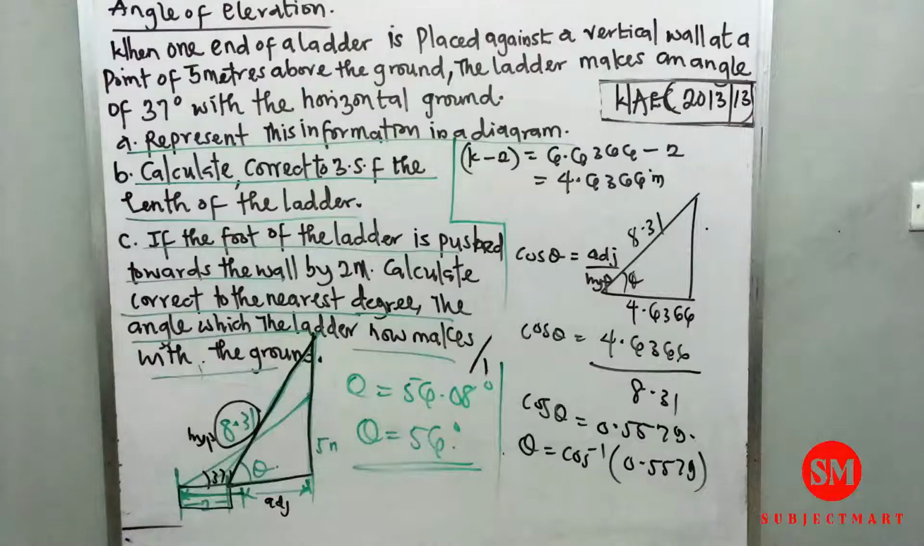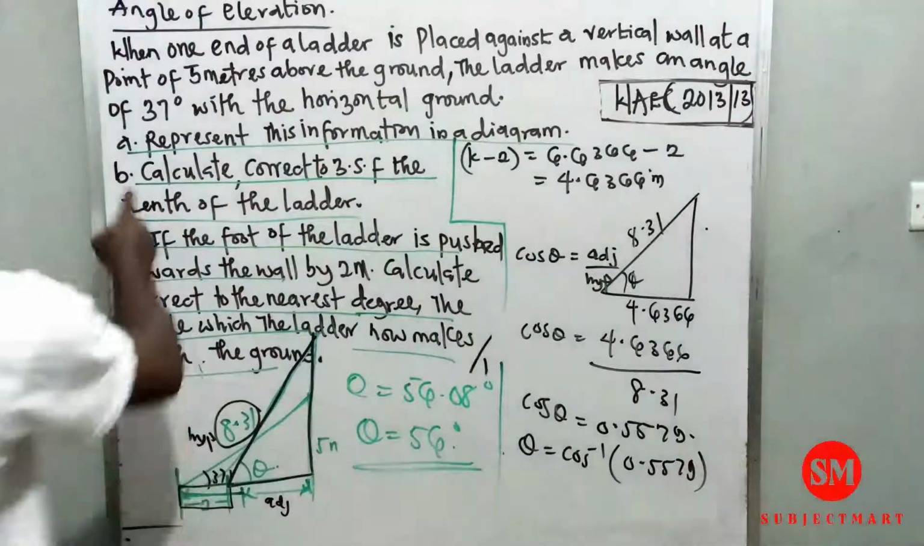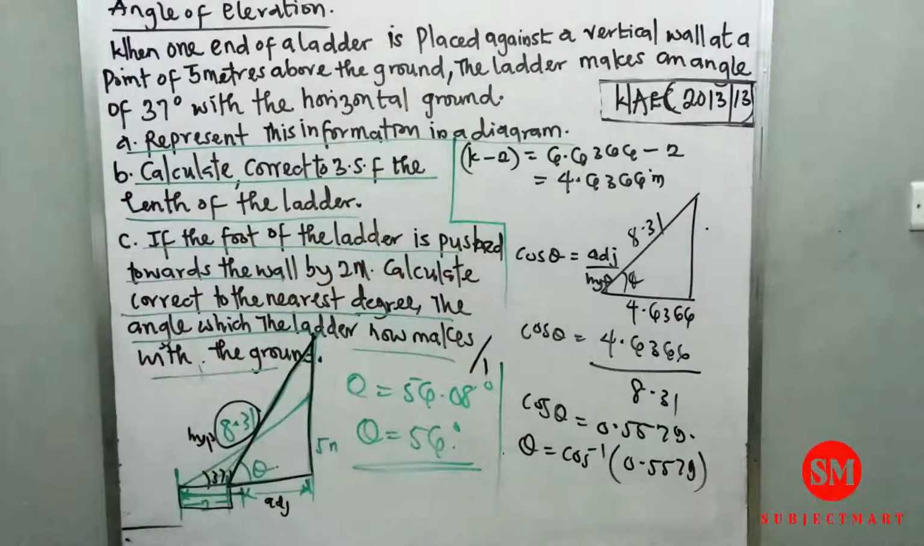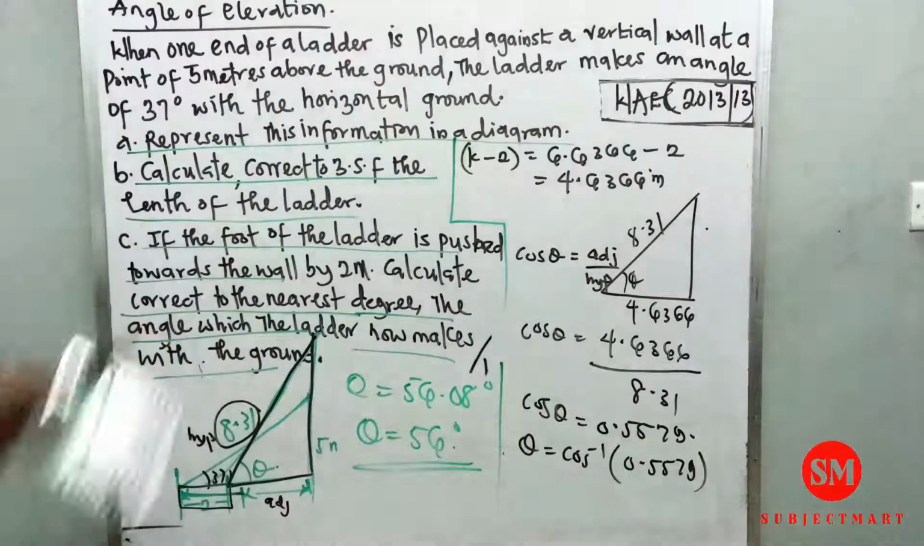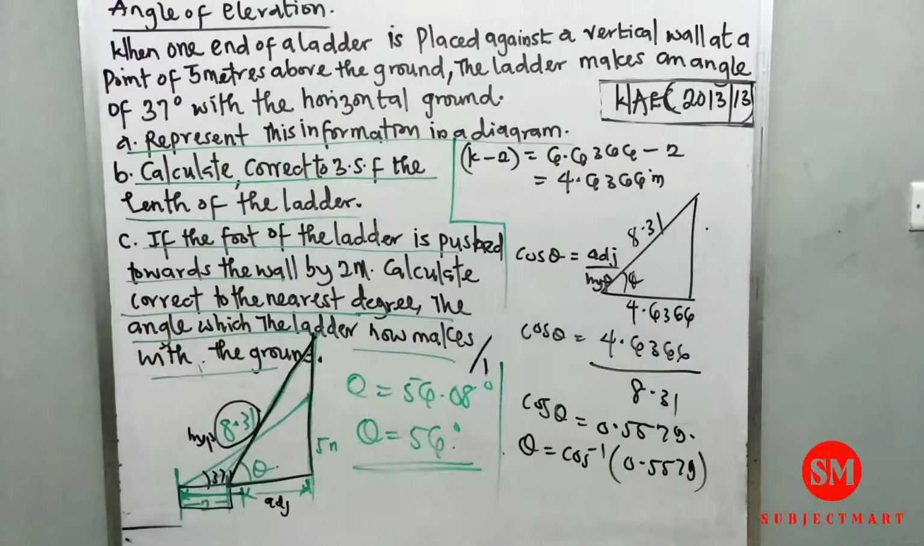So we've been able to find A, which is representing the information in the diagram. We calculated the length of the ladder. Then we had a little manipulation in the question, which we dealt with, and we have our answer correctly.